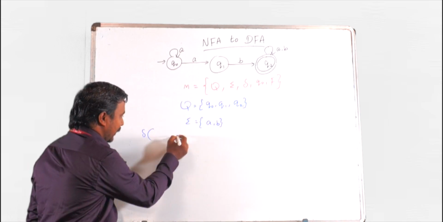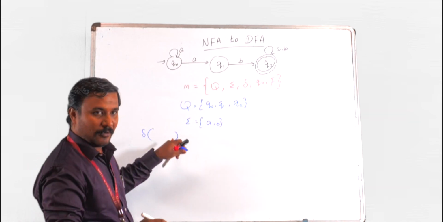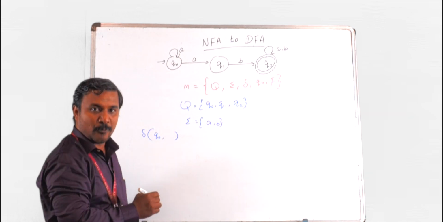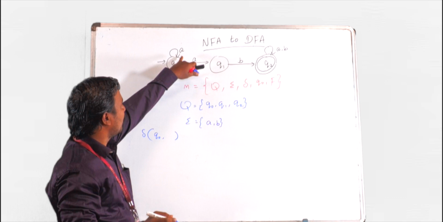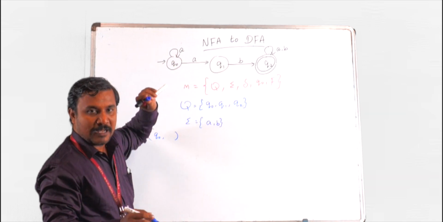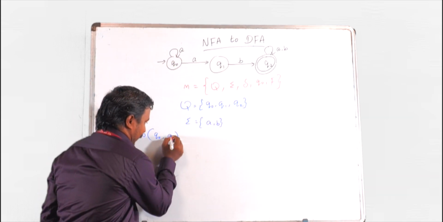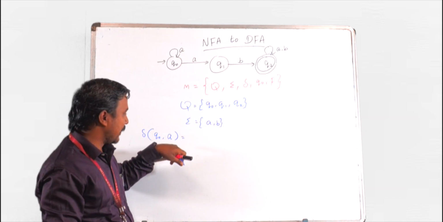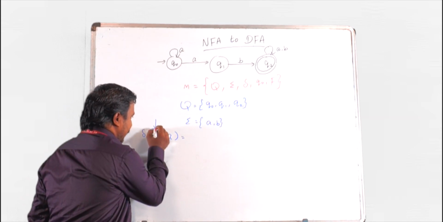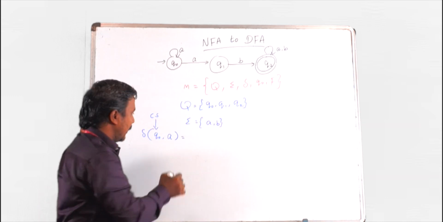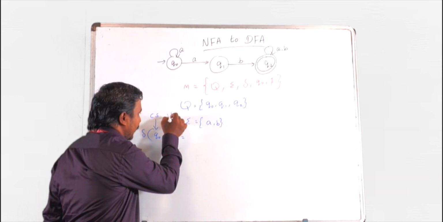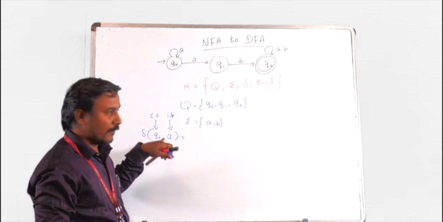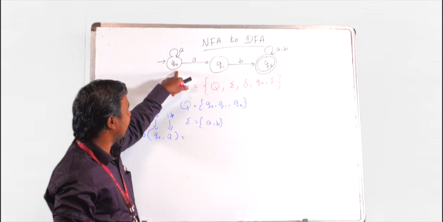So delta can be defined by delta of the current state. What is the current state I am taking? It is Q0. And what is the input I am going to apply for Q0? It is input A. So this is the mathematical formulation for delta transition. Q0 is the current state and A is my input symbol.